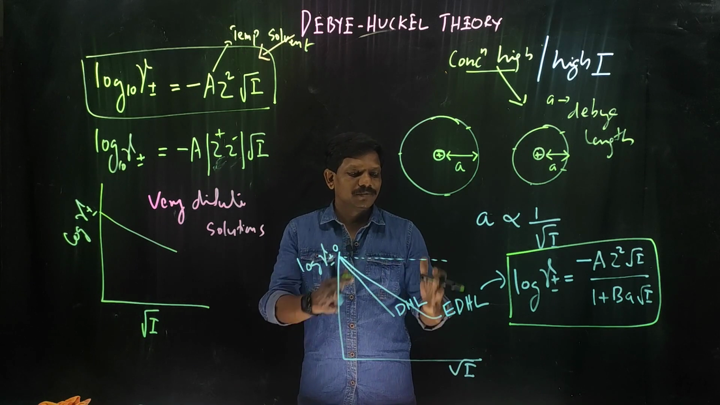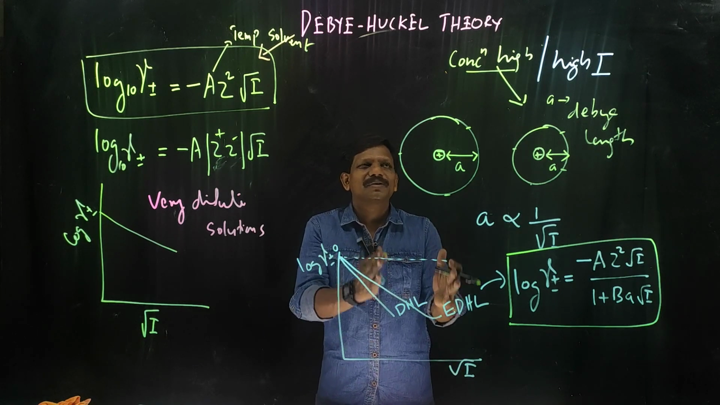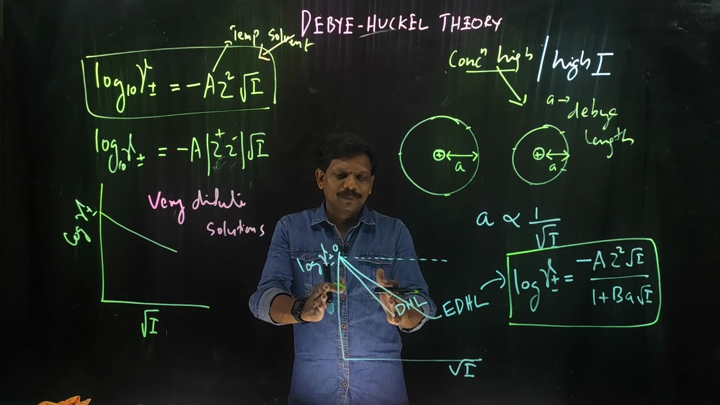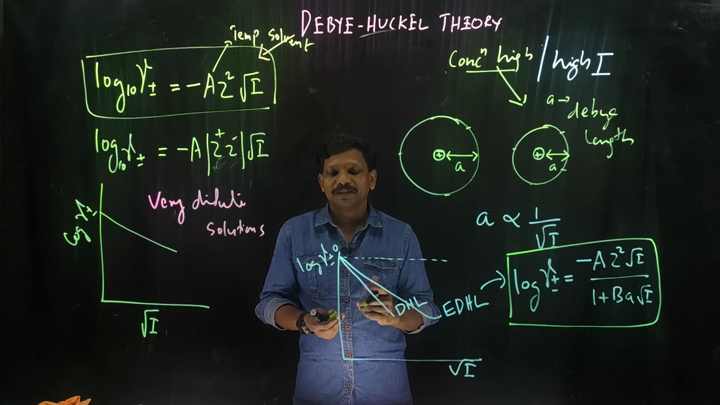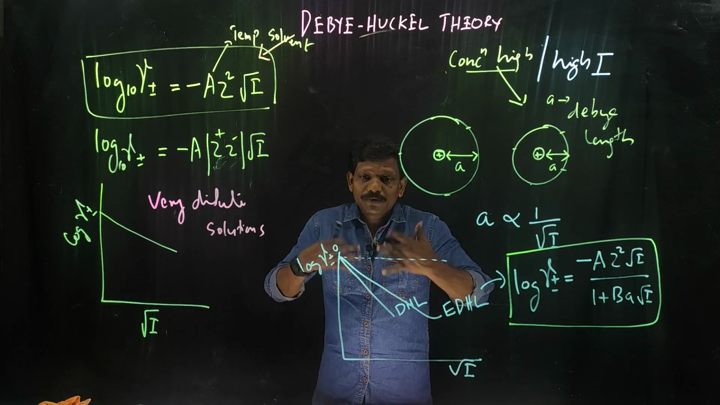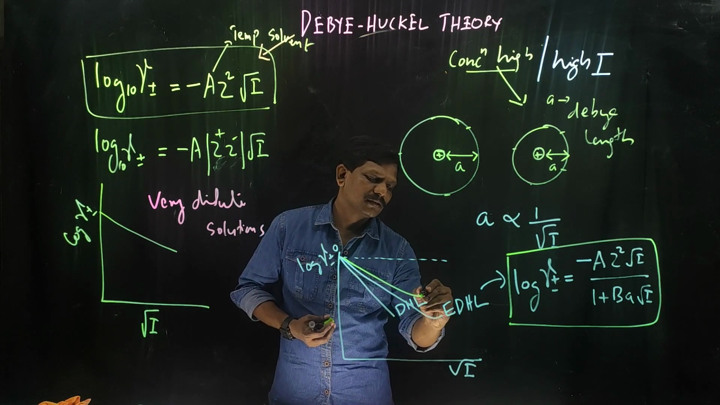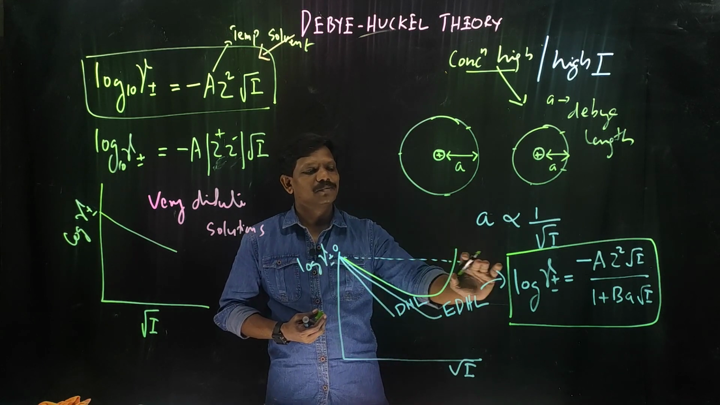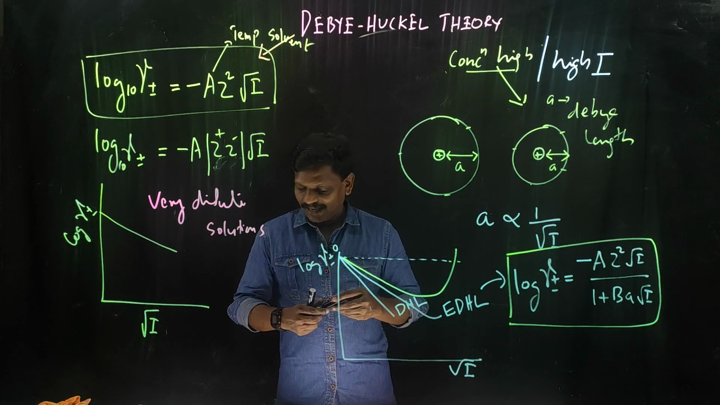So normally we are dealing with this type of solutions, that means somewhat concentrated solutions, not very dilute. Debye Huckel will be obeyed in this particular range only. That is why it is known as Debye Huckel limiting law. When you further increase the concentration, the curve will become like this. That means it touches this border line and goes like this.